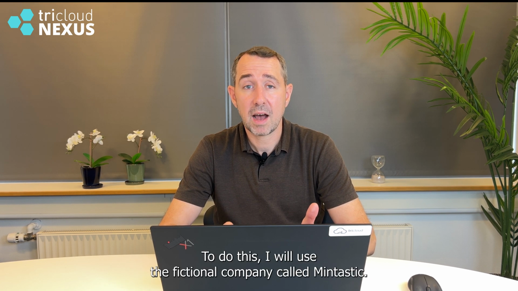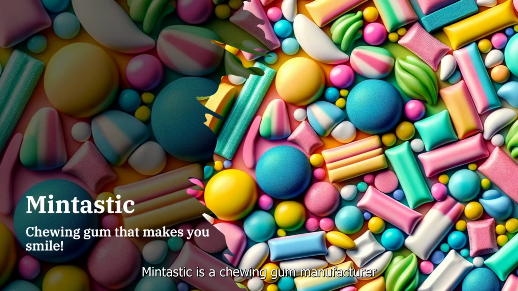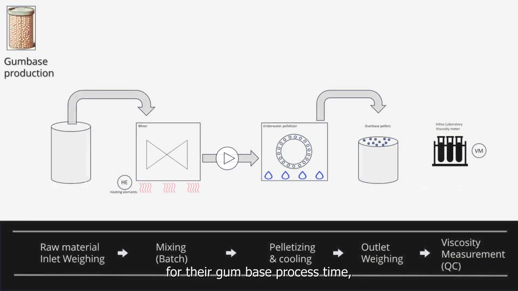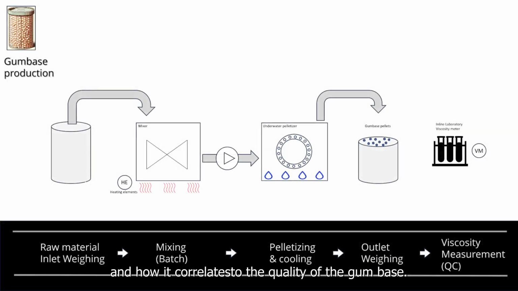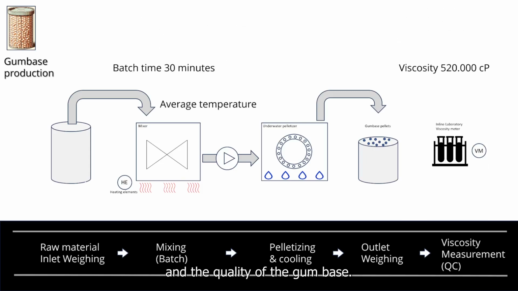To do this, I will use the fictional company called Mentastic. Mentastic is a chewing gum manufacturer that has started their digitalization journey. Mentastic wants to gain an understanding for their gum-base process time and how it correlates to the quality of the gum base. Mentastic has created a hypothesis that there might be a correlation between the mixer batch process time, the mixer's average temperature, and the quality of the gum base.